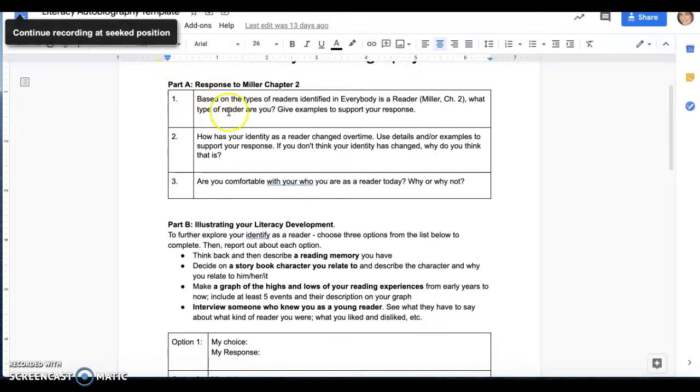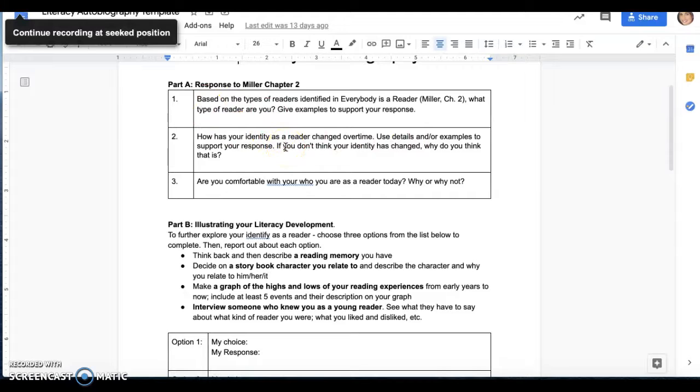Part A, based on the types of readers identified in Everybody is a Reader, what type of reader are you? And give examples that support your response. So examples of who you are as a reader that best describes you. So just a little overview of kind of your reading journey. Number 2, how has your identity as a reader changed over time? Use details and examples to support your response.